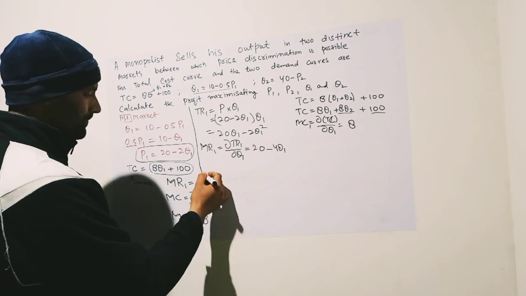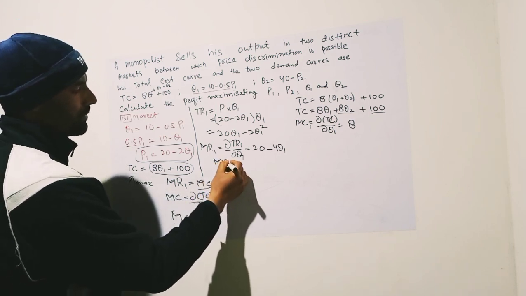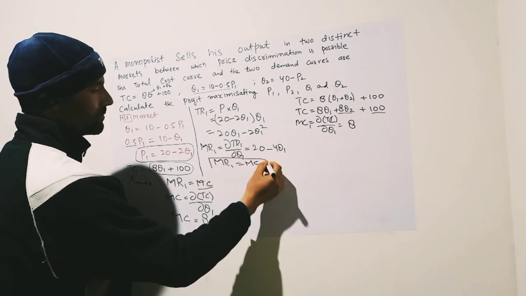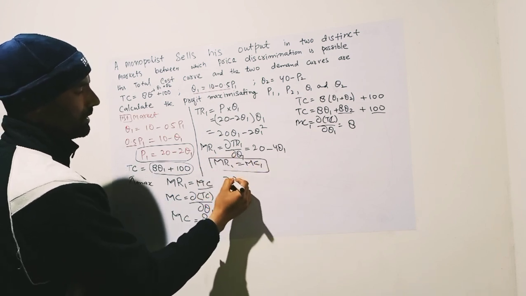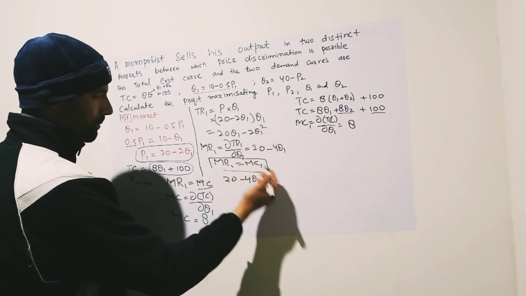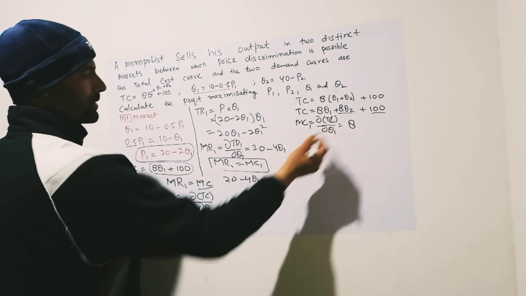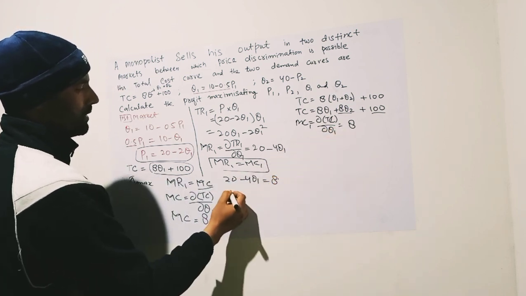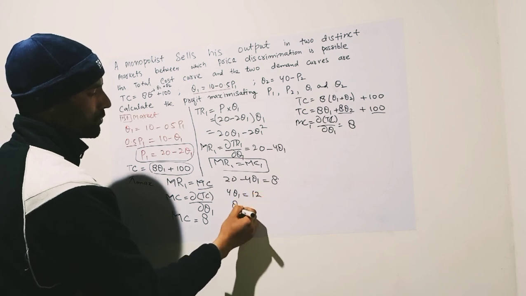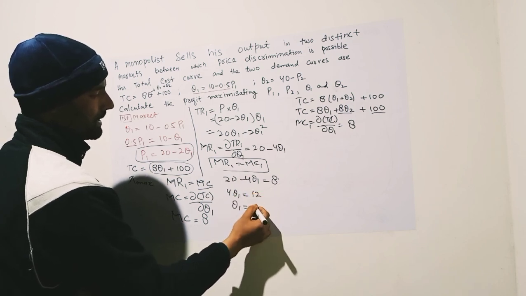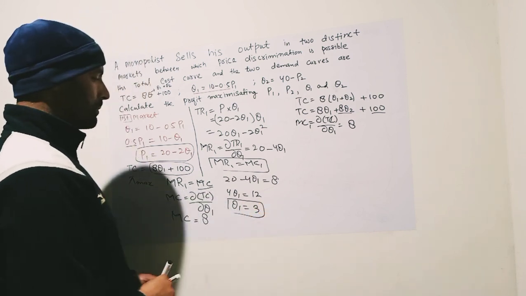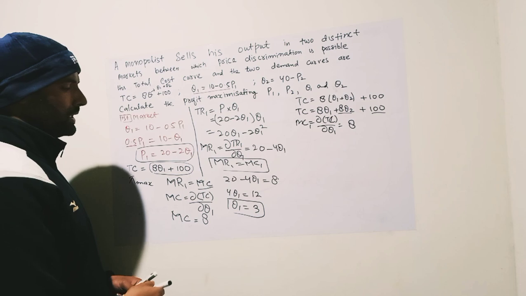So equating marginal revenue with marginal cost, marginal revenue we got 20 minus 4 q1, we equate with the marginal cost, which we got as 8. Solving for q1, 4 q1 will be equal to 20 minus 8, which is 12. That gives us q1 equal to 12 upon 4, that is 3. That means the output that the monopolist will produce in the first market will be equal to 3.